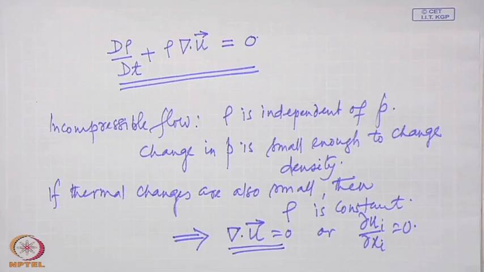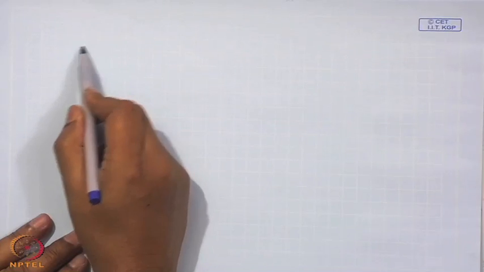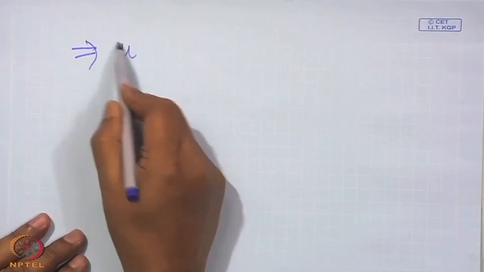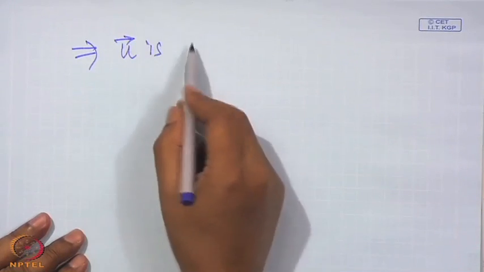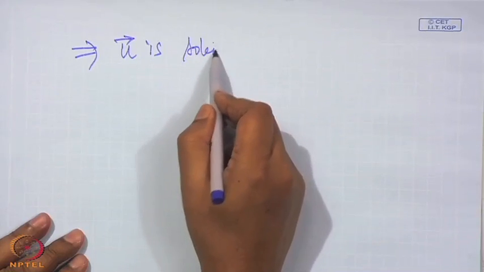Any vector which satisfies this relation, that is, divergence of that vector is 0, is called solenoidal. Any vector whose divergence is 0 is called a solenoidal vector. So, for an incompressible flow, the velocity vector is solenoidal, or divergence free. Solenoidal means divergence free.